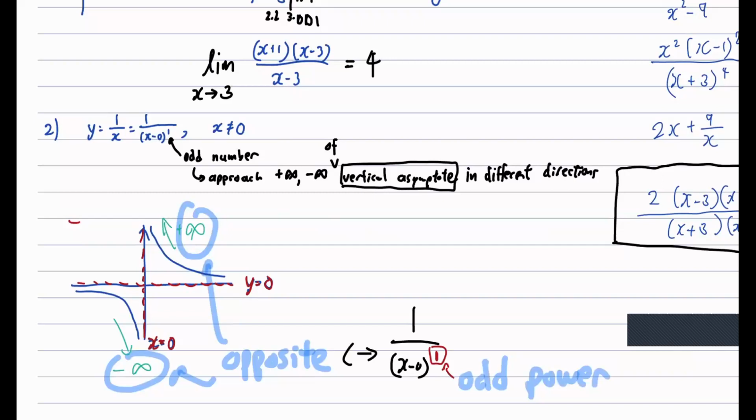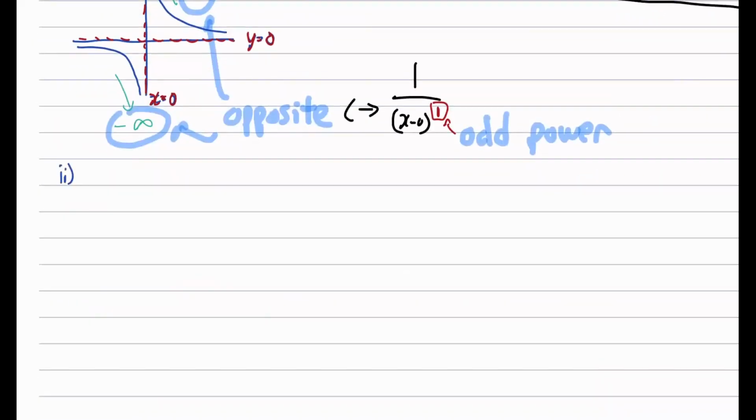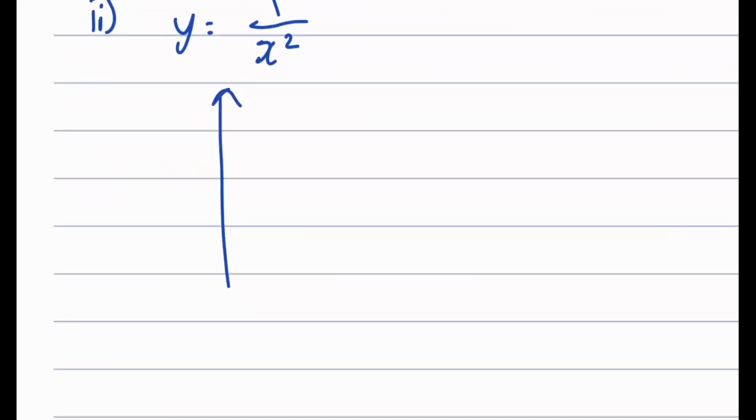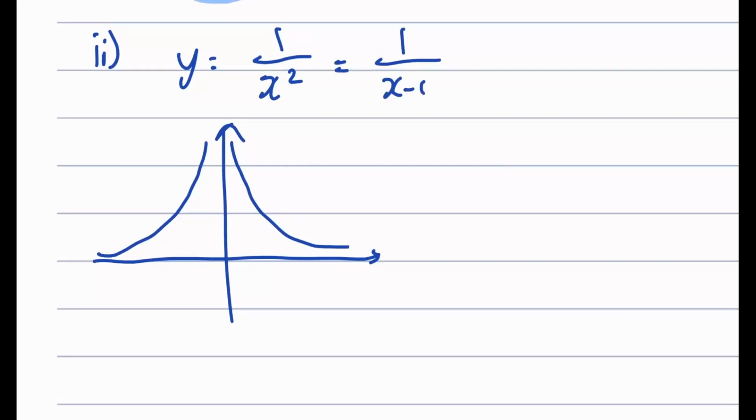Is that okay? Then what happens if it's a square? Okay, part 1, part 2. What if we have y equals 1 over x squared? You already know how to draw this graph? It's a volcano. Then what's the pattern here? This time, I'm going to purposely write it as 1 over (x minus 0) first, then squared. What's so special about a square? It's an even number as the power of a factor at the denominator. Then you notice that they both go towards the same direction, positive infinity.